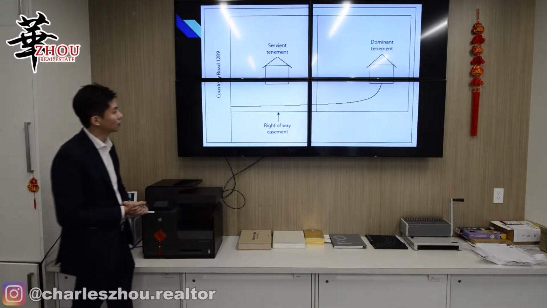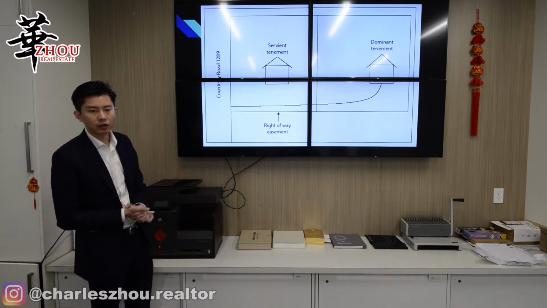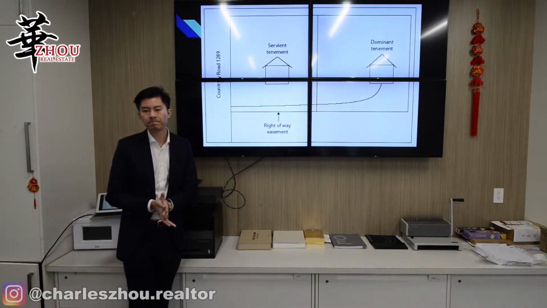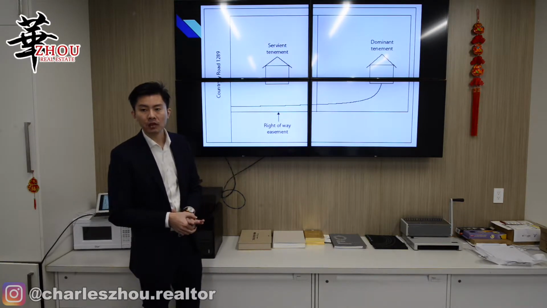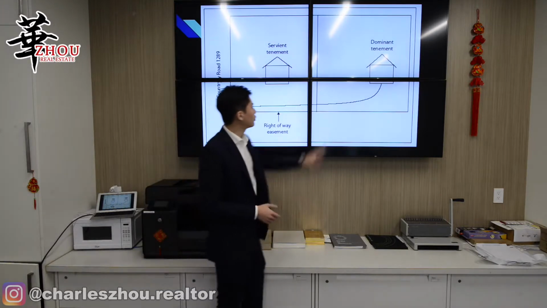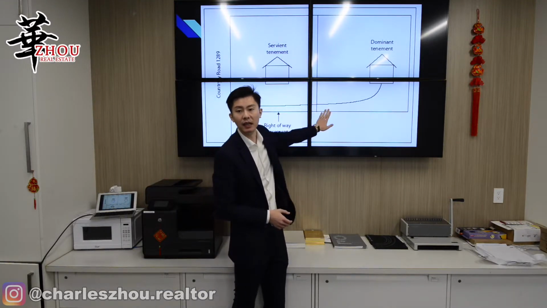It's called right of way. Right of way means it could be from the neighbor. It could also be from neighbor right of way. For example, there could be a driveway in between the land here, this A and B, right?